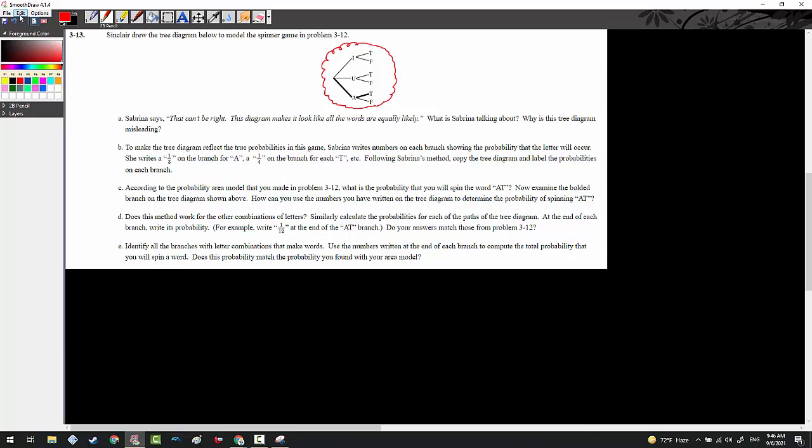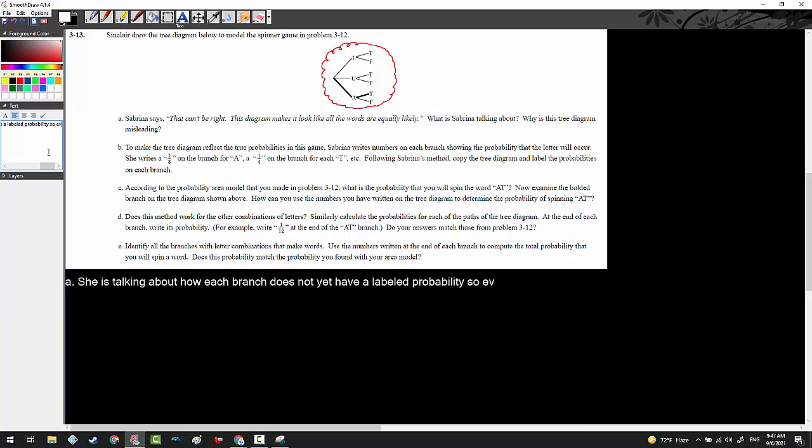Well, Sabrina is talking about how, without labeling the individual probabilities, all probabilities look the same. So this is why in the area model we have to label the individual probabilities in those boxes. Otherwise, all the dimensions look the same. So let's write that down here. Sabrina is talking about how each branch does not yet have a labeled probability. So everything looks equally likely.